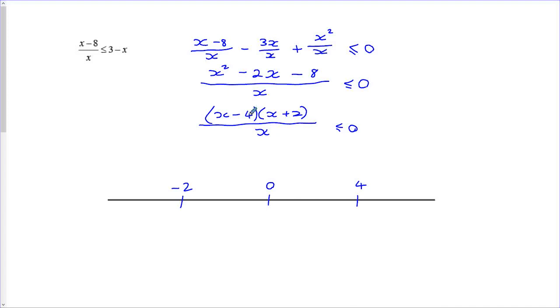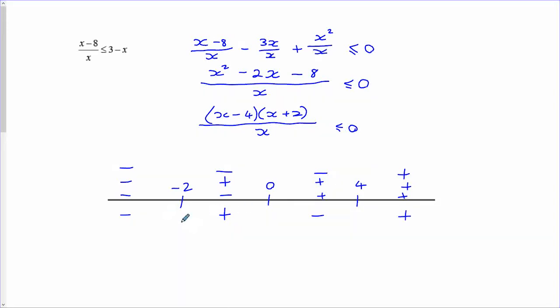And now I'm going to do the signs, and I'm going to do the signs of this top left factor first. So if x is less than negative 4, this thing will be negative, negative, negative, and it switches sign here to positive. Right, x plus 2 will be negative here, and then it will switch sign to positive, and it will be positive thereafter. And lastly, x will be negative until 0, and then positive thereafter. Right, the resultant sign pattern is negative, positive, negative, positive. I'm looking for negatives, but I can't include 0.